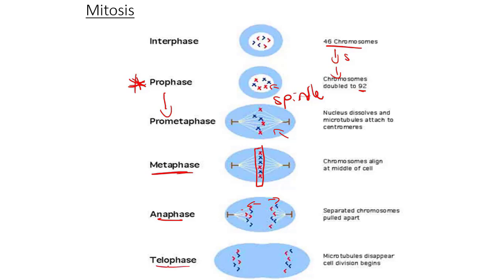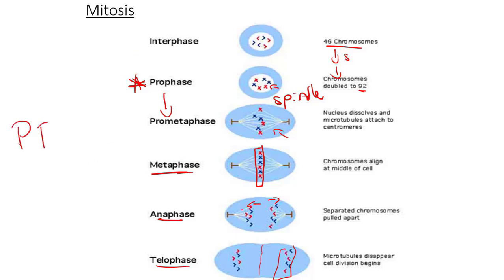Finally, we enter telophase, the final step. Now the spindles are going to disappear. You're going to see each half of the cell is going to have an identical copy of chromosomes. Now the cell is going to start to kind of stretch apart here in the middle, and eventually it's going to pull apart during cytokinesis. So that's the steps of mitosis.